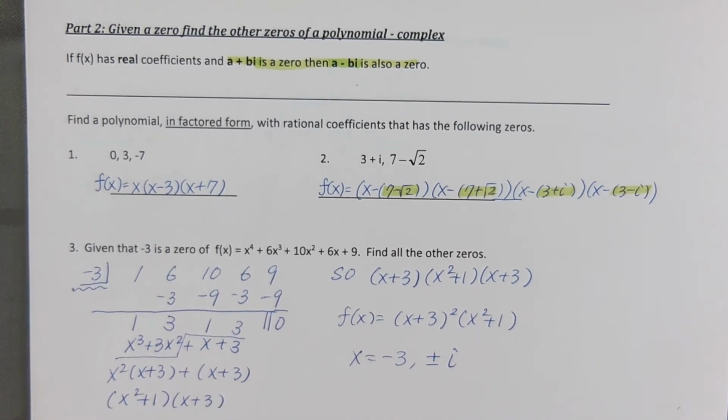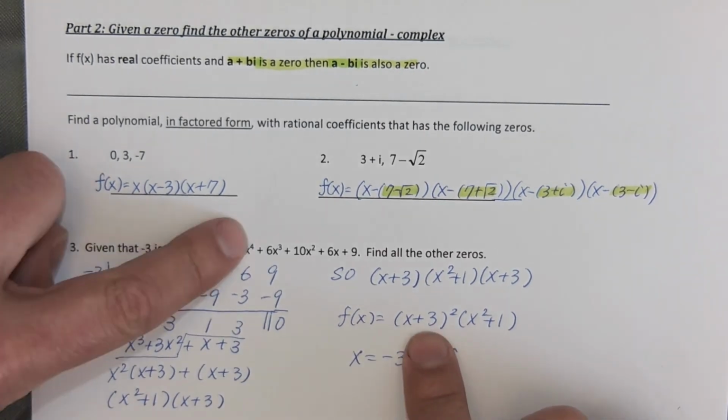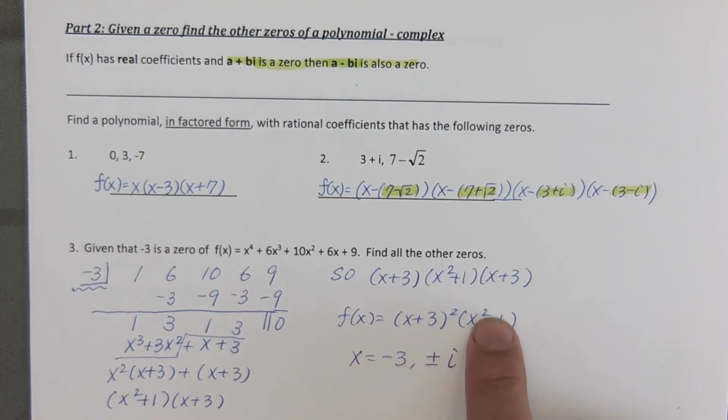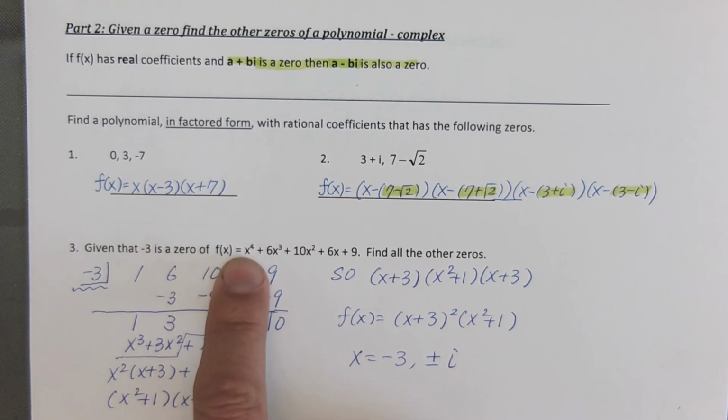Now, what this tells us is that because it's a 4th power, there's going to be 2 of these. So we have a multiplicity here, because all the degrees have to add up. So 1, 2, 3, 4 have to add up to our exponent here.